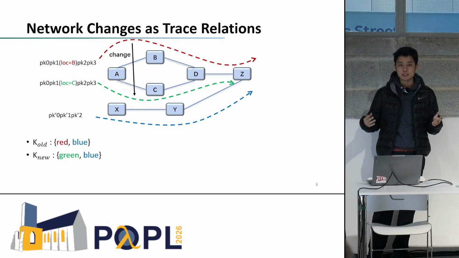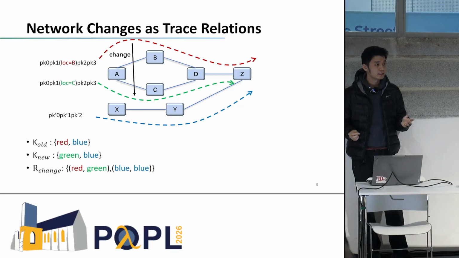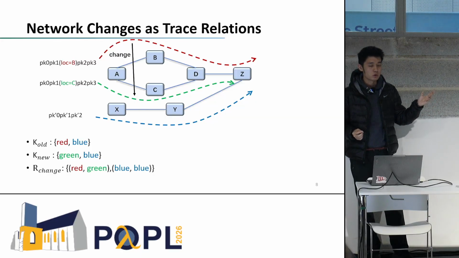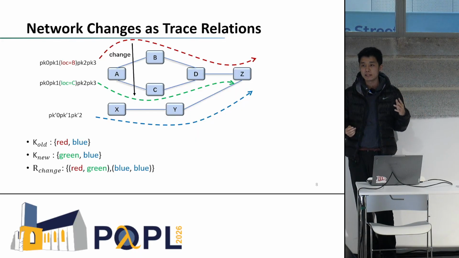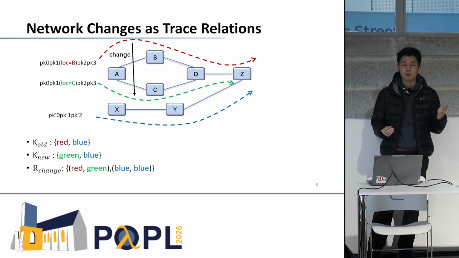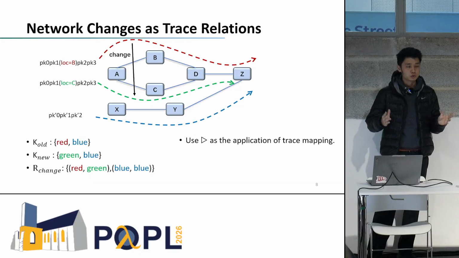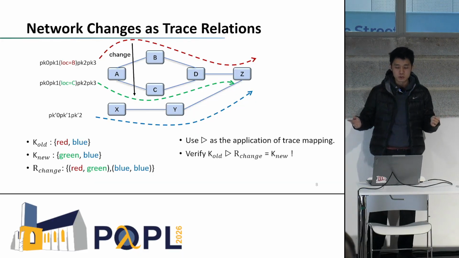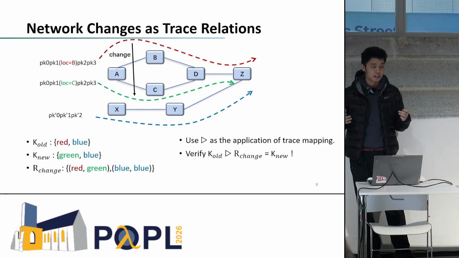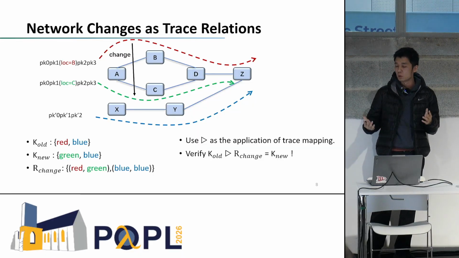A simple idea is to describe network changes as a trace relation, which is a set of trace pairs. In this case, we'll describe this change relation as a red to green trace pair and a blue to blue trace pair, suggesting that a red trace in the pre-network corresponds to a green trace in the post-network, while the blue trace remains unchanged from the pre-network to the post-network. Using the triangle as a notation for applying a trace relation onto a trace set, our verification goal can be stated as K_old under the trace relation R_change is equivalent to K_new. So now we have the idea of network and network changes.